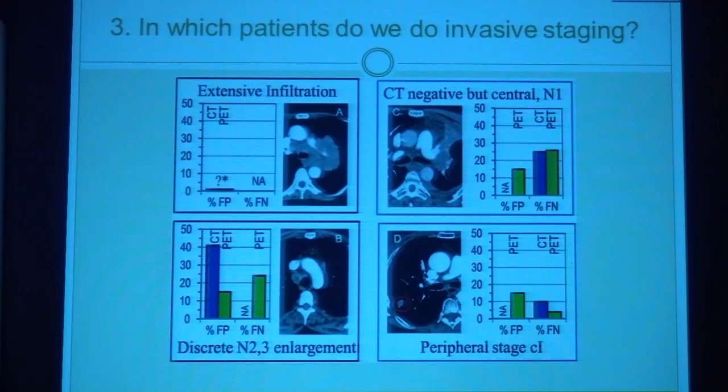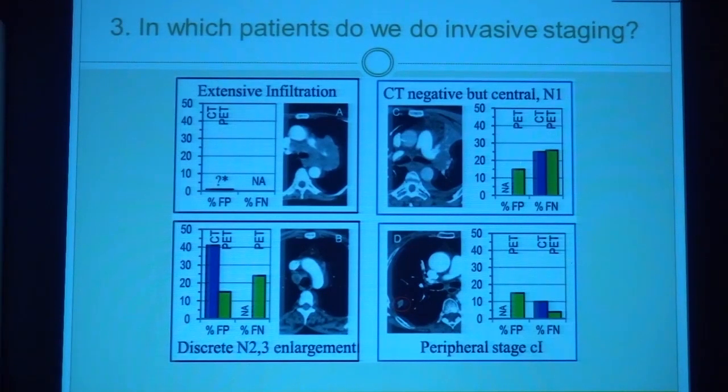But these 2 groups, B and C, are tricky. Group B has enlarged mediastinal lymph nodes, but we can see that a lot of them are false positive. According to CT scan, 40% of them are false positive. Patients have some conditions which go together, like pneumonia or some infection and so on, and they have enlarged lymph nodes. They are not necessarily malignant.